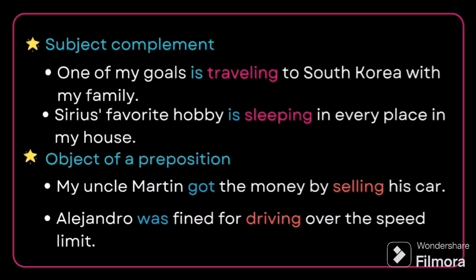Now, the fourth function, object of a preposition. My uncle Martin got the money by selling his car. My uncle Martin is the subject, got is the verb, and selling is the object of the preposition by. Next example: Alejandro was fined for driving over the speed limit. Alejandro is the subject, was is the verb, and driving is the object of the preposition for.